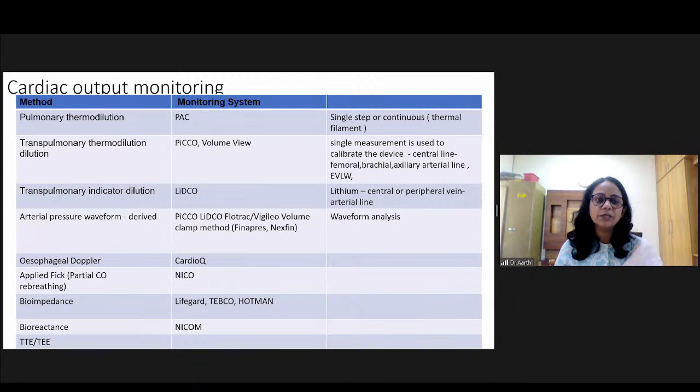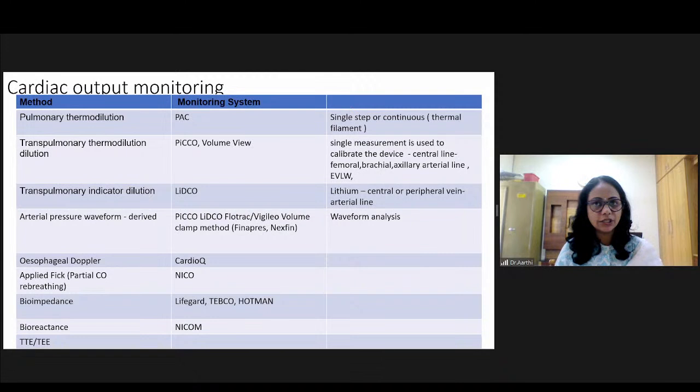This transpulmonary thermodilution technique, measured using PICO or VolumeView devices, also measures what we call extravascular lung water, which is a very important monitor in assessing the risk of the patient developing pulmonary edema. The other method of assessing cardiac output is the transpulmonary indicator dilution technique, where we use lithium as an indicator. A central access or a peripheral vein can be used, and the monitor is attached to the arterial line, and the changes in the indicator concentration derive the cardiac output.